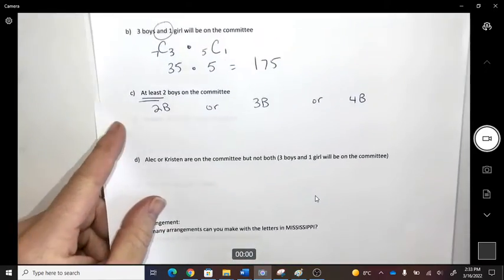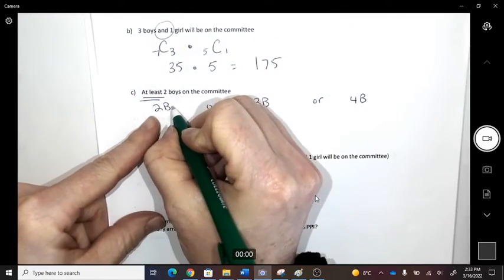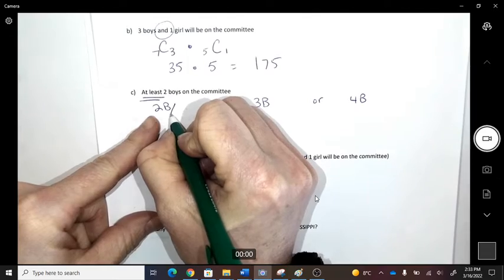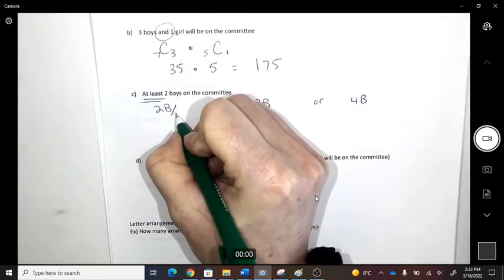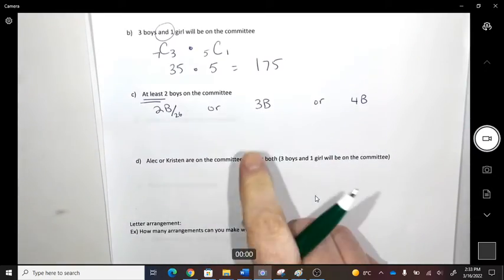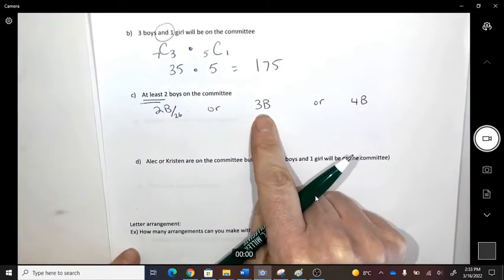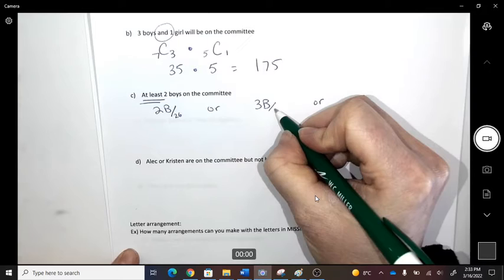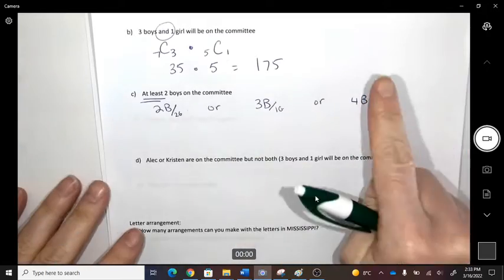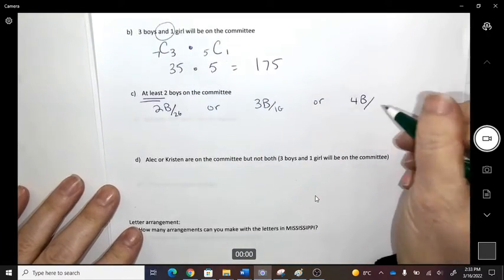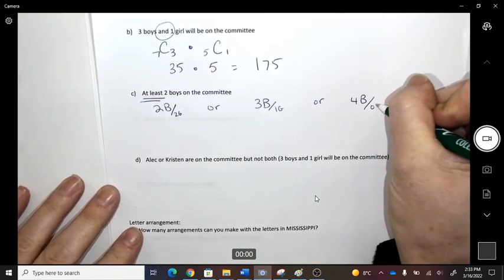Okay, so if I was to have 2 boys on there, what will you put for girls on that committee? Also two? If there was three boys on this committee, that means there would be one girl, because this committee has four. And then if there was four boys on it, how many girls would you be on? No girls.